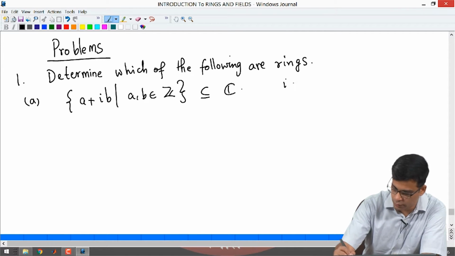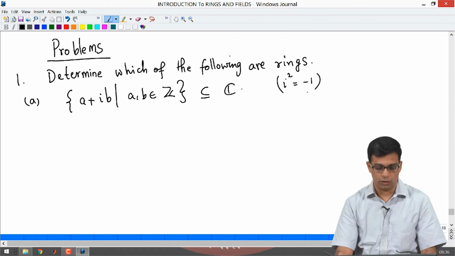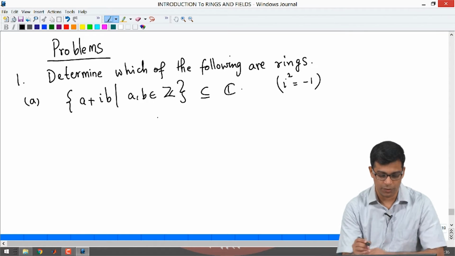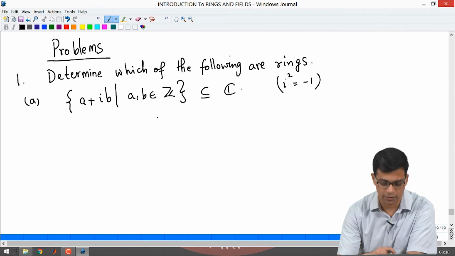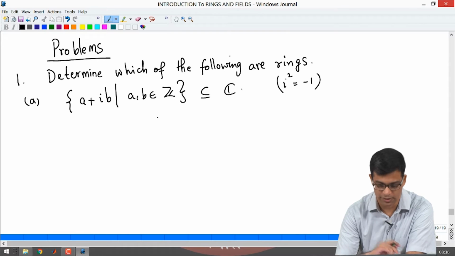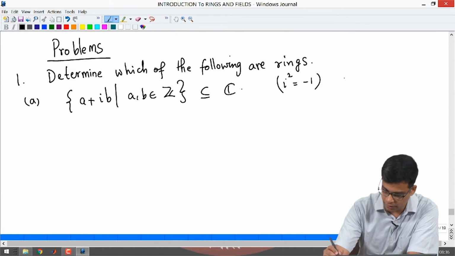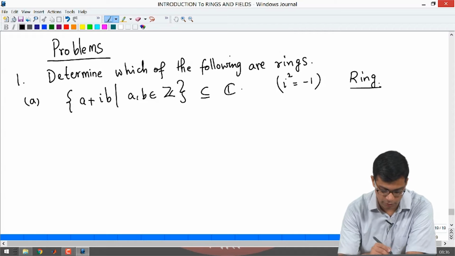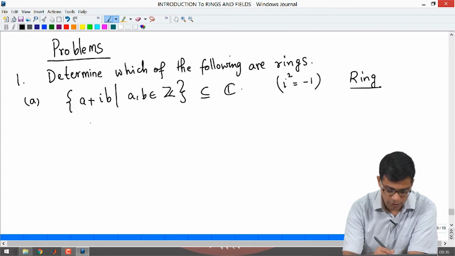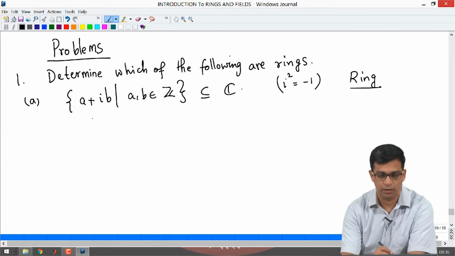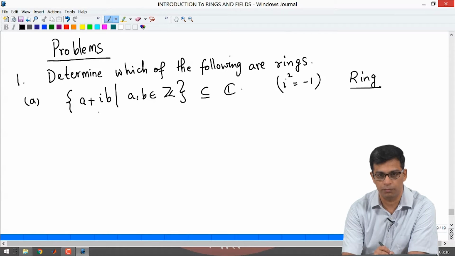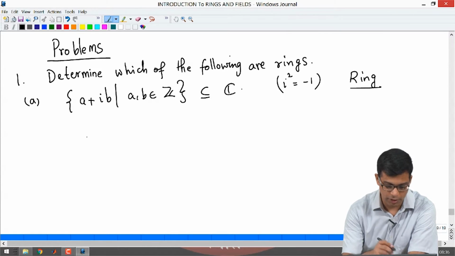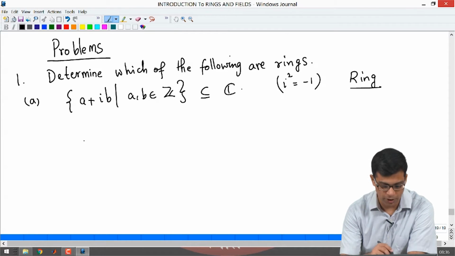Remember i is the square root of minus 1, so i is an imaginary complex number. I am looking at a plus ib where a and b are integers. In fact, I have already discussed this example before. This is a ring, and let me quickly recall why, and then we will move on to the other problems. Here the point is to check that the set is closed under products and sums, and there are inverses for addition, there is multiplicative identity and so on.